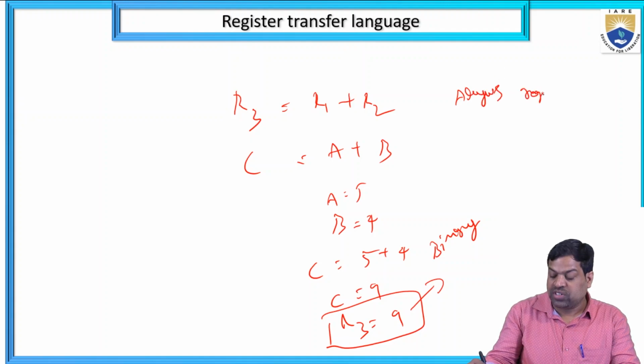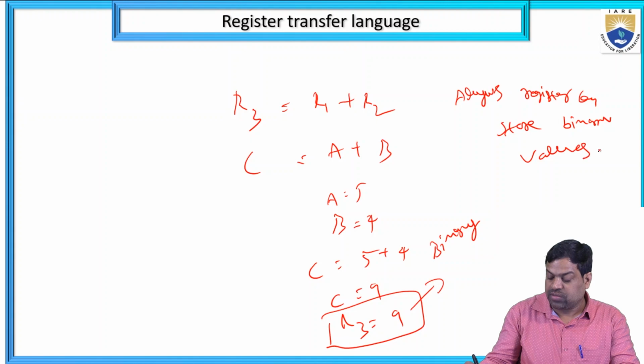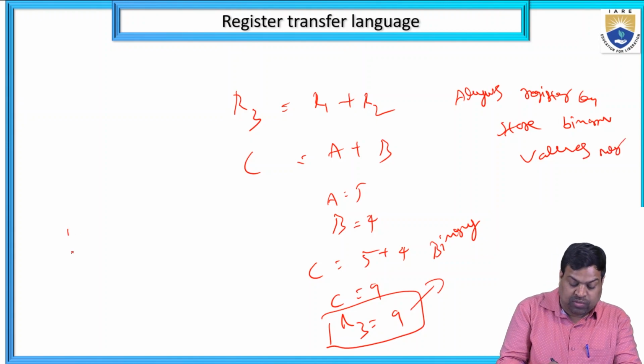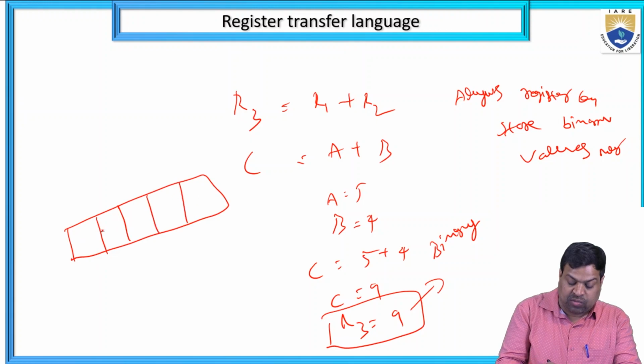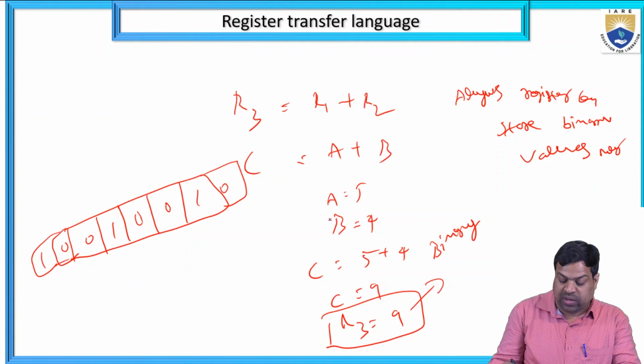Always, registers can store binary values only. So if I am taking R1, suppose it is 8-bit: 1, 2, 3, 4, 5, 6, 7, 8. So I am taking 100, 100, 10. Okay, so this is the A equal to 5 example.